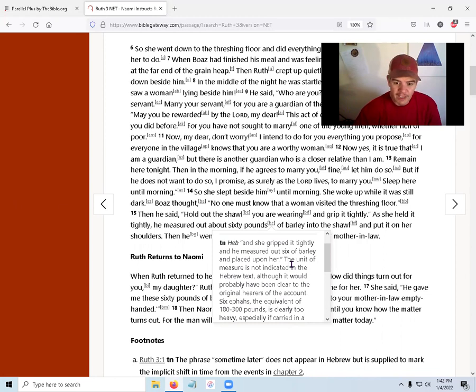Here, the unit of measure, although it would have probably been clear to the original hearers of the account, they probably knew the unit of measure. Just like when I say, hey, go pick up some milk, I don't have to say a gallon of milk. Everybody knows what that is in America. I'm sure there are other places.